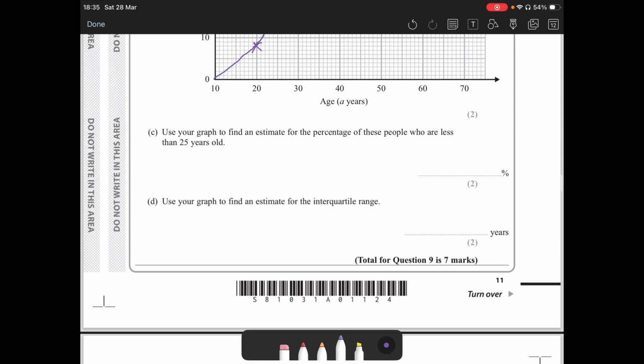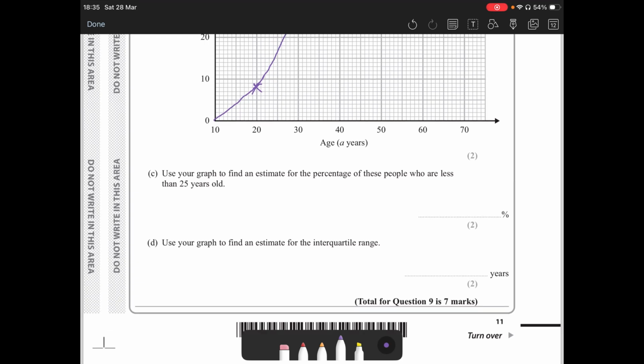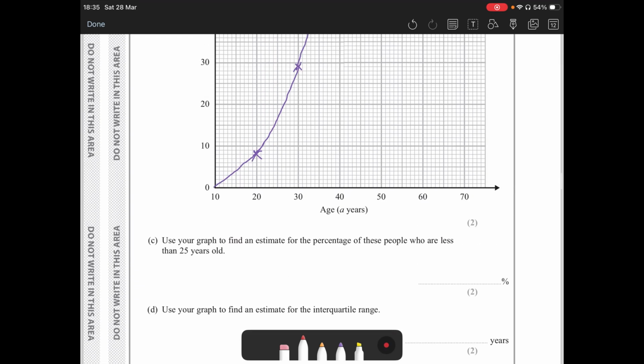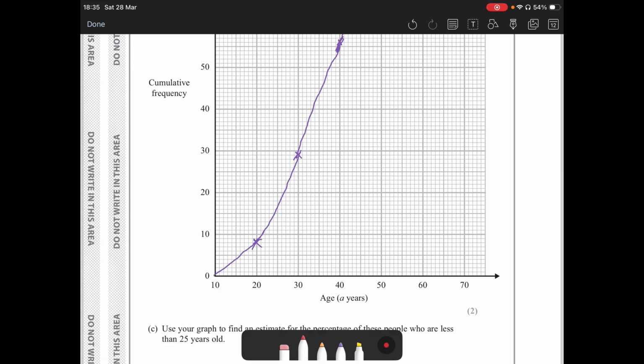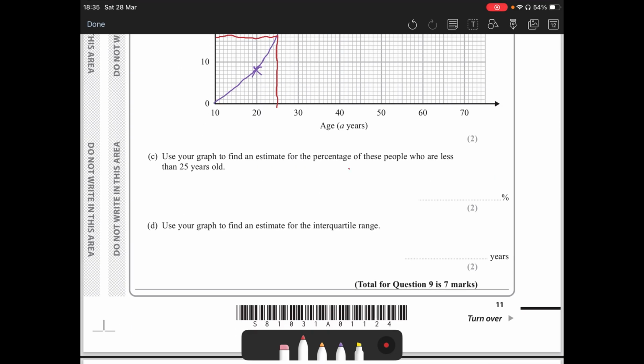That's part B done. Use your graph to find the estimate for the percentage of people who are less than 25 years old. So if I look at 25 years old and I read across, I read 16. So there are 16 people out of 80. Remember, we want to make that a percentage. So 16 people are less out of 80, which is what, 20%? I think the mark scheme will agree, but I will get a VAR check.